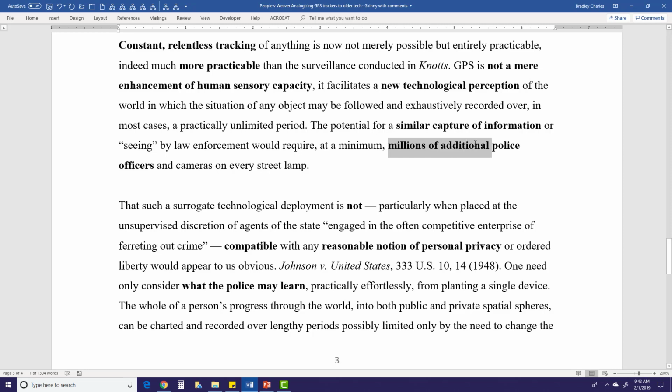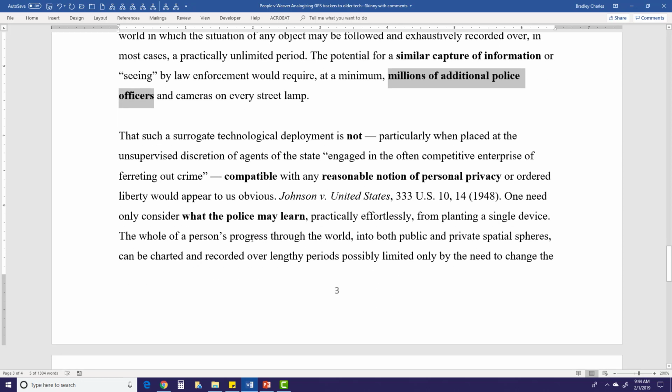This is hypothesis. To make the point that this isn't a mere enhancement of the sensory capacity of your faculties, he's saying you would need millions of police officers with cameras at every street lamp, observing every little move that you make. So again, he's proving it's precise. It's more than just sensory capacity. So this hypothesis is explaining, hey, if this were the situation, then you would need this. That's a hypothesis. That's a kind of story you make up to make your point.